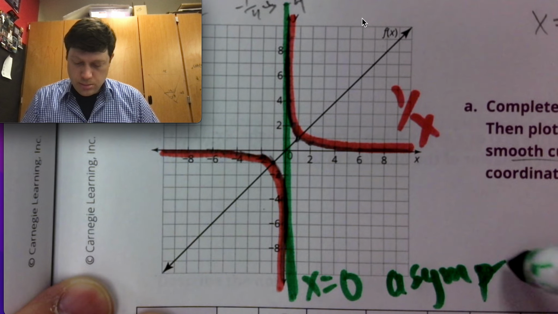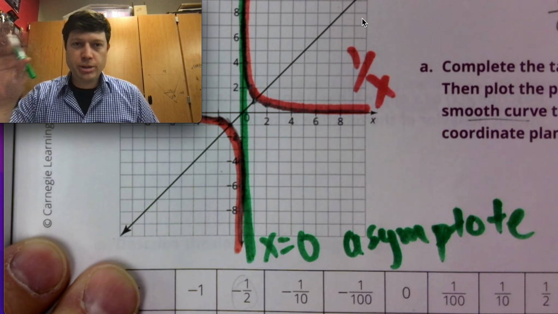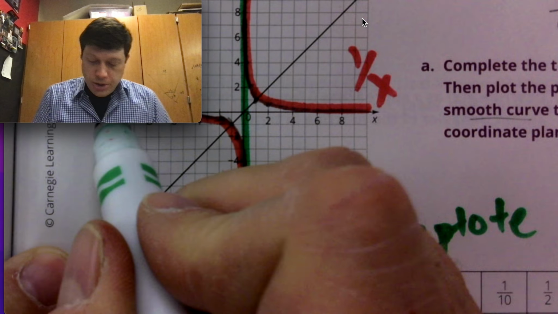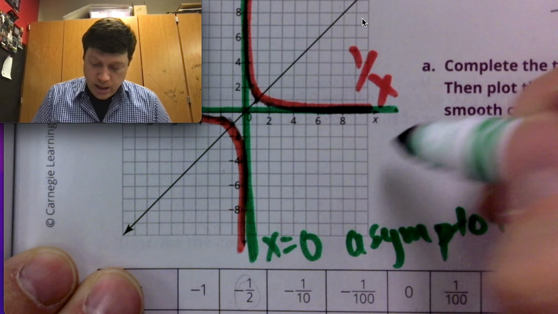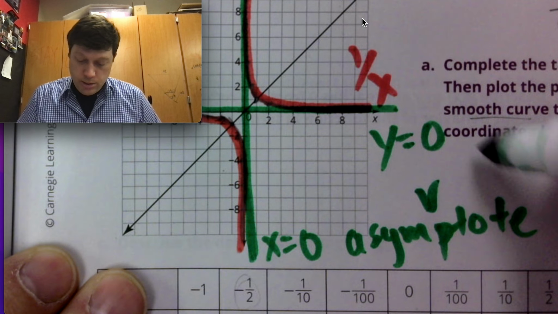Asymptote. There's like a P in there, so asymptote. You just blend over it. Asymptote. Also, there's another asymptote here, and that's the line y equals 0. Those are two asymptotes, a vertical one and a horizontal one.